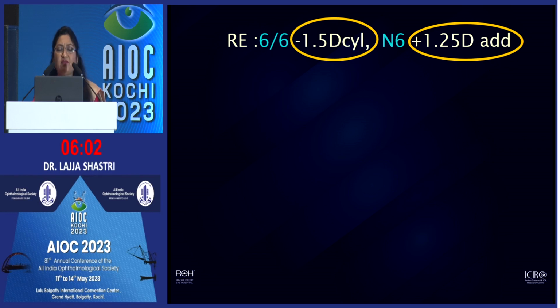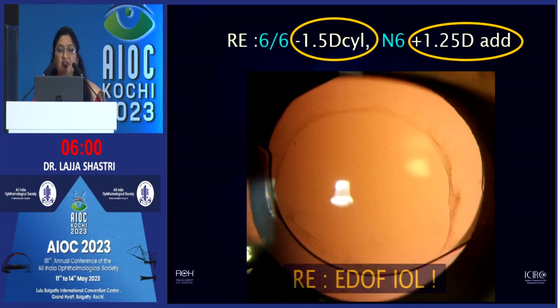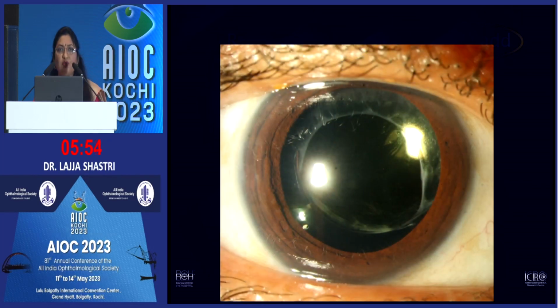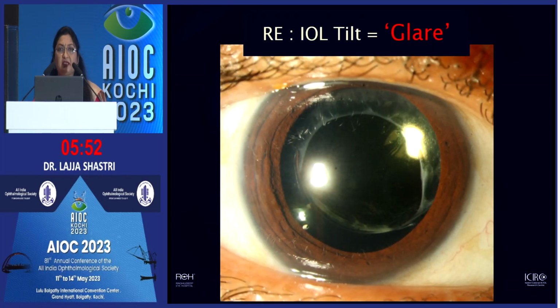On slit lamp evaluation, I don't see any diffractive rings because it is actually an EDOF lens. It is not a multifocal or a trifocal lens. Now, as you can see here, in a significant number of clock hours inferiorly, the anterior capsule rhexis margin has slipped off the optic, fused with the PC, and this is causing the IOL to tilt a little.